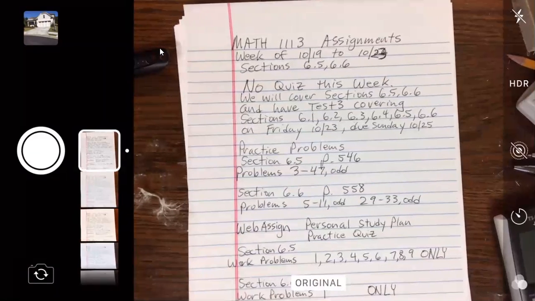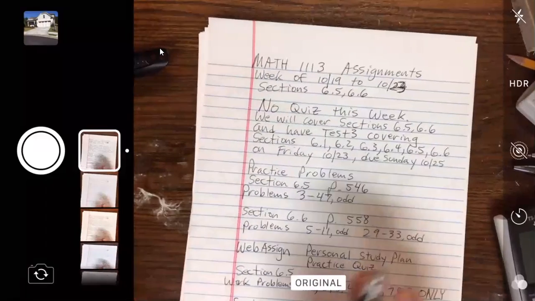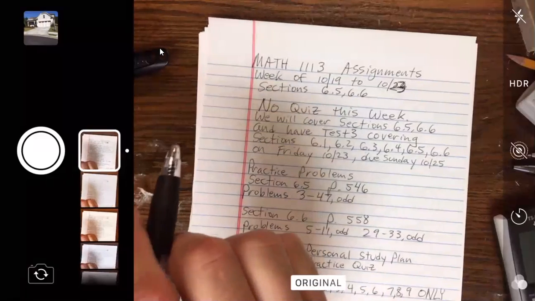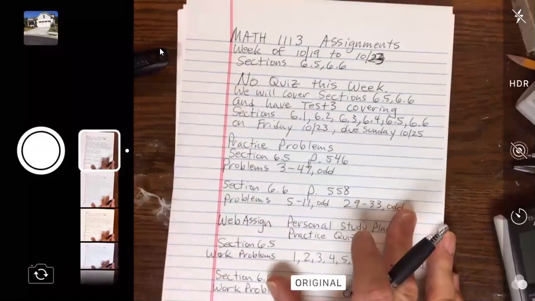Okay, this is the Math 1113 Zoom meeting for 8 in the morning, October 20th. And we'll just go over the assignments for this week first.